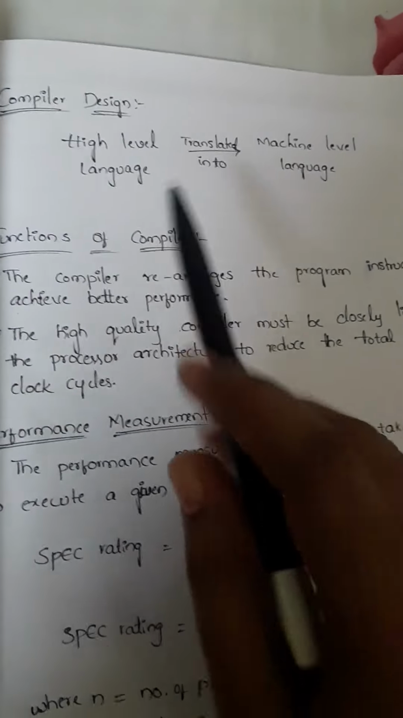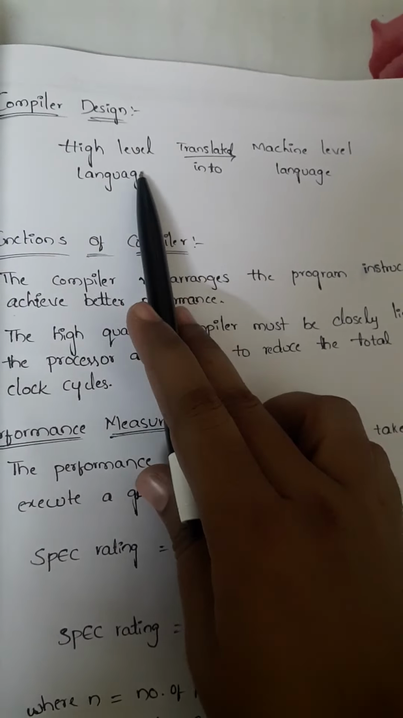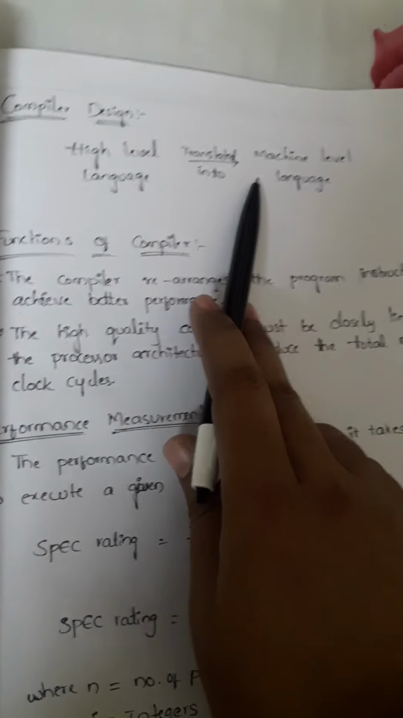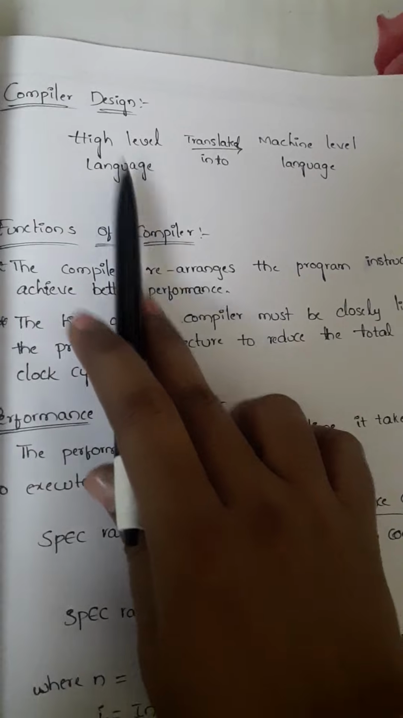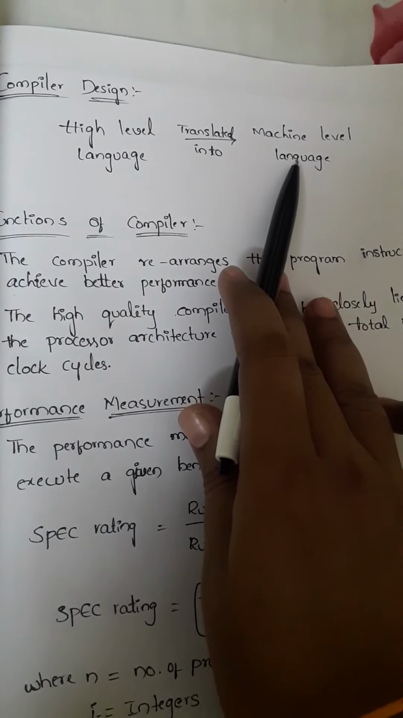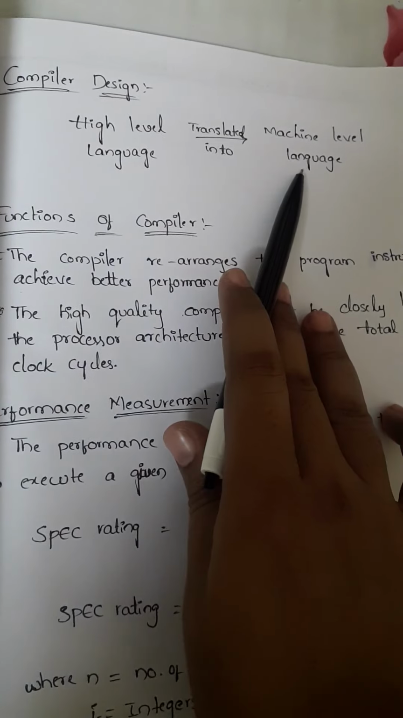So now coming to the last case, that is nothing but compiler design. Okay, so compiler is nothing but it translates the high level language to the machine level language. Already I told at the beginning of the software. Okay, so compiler translates only high level language programs into the machine level programs.